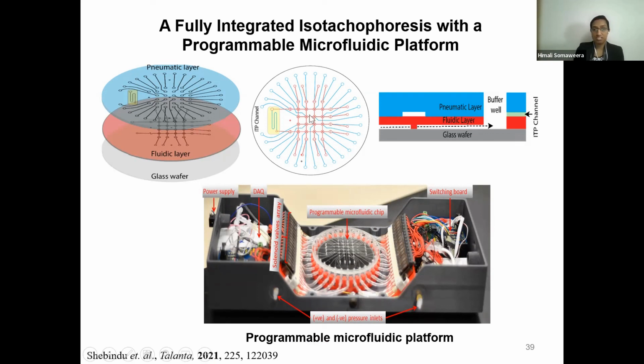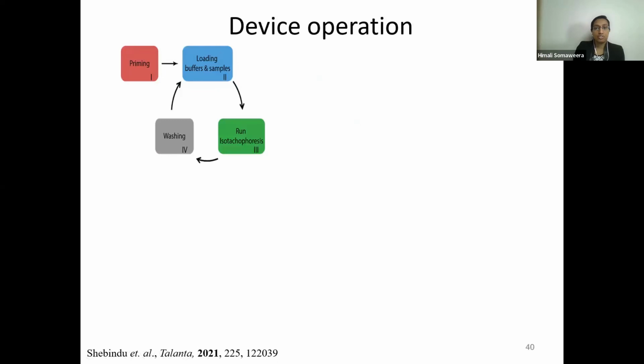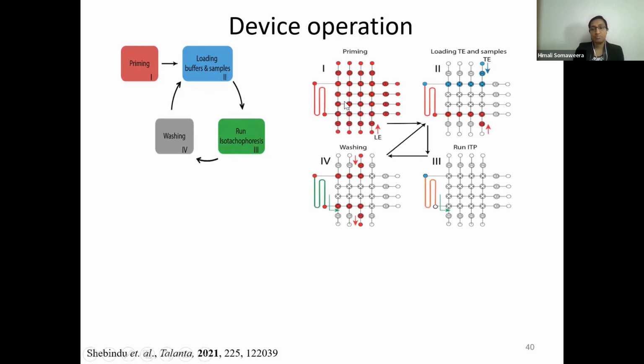And then you can even use that for concentration studies. So in device operation, first we do the priming using the LE buffer, and then we load the sample and buffers, run the isotachophoresis, wash the channel, and again we load the sample and run. We can keep doing that because it's an automated system. Priming means you need to fill all these valves and the device with the LE buffer, and then you load the TE and the sample into the ITP channel.